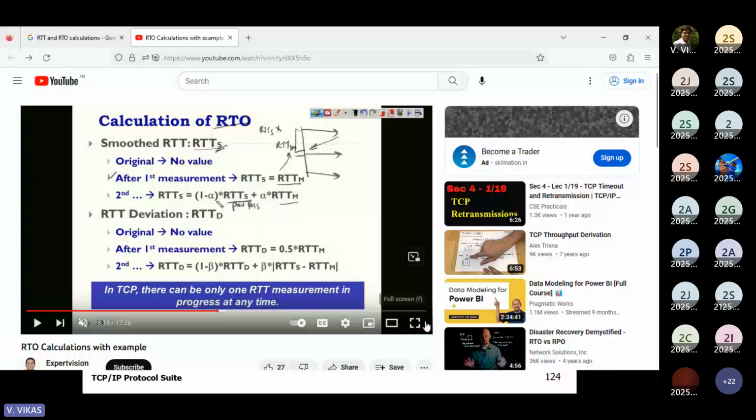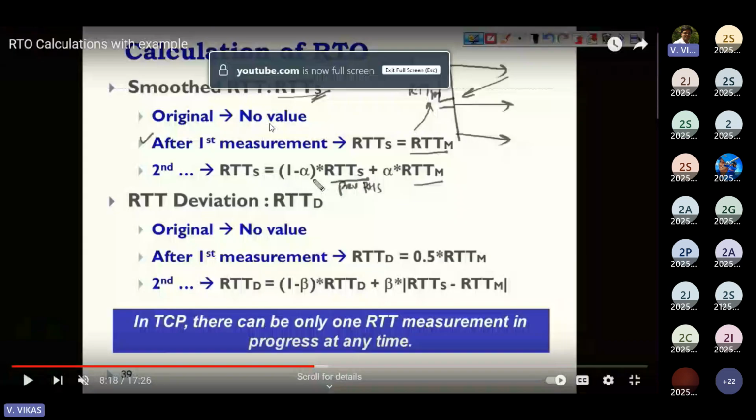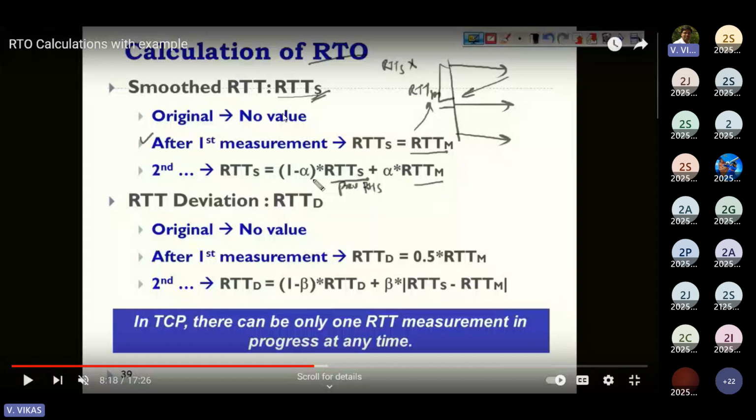See here, originally I don't have any value for RTT. We are just considering whatever round trip time we have. After the first measurement, smoothed RTT will become RTTM, that is measured RTT, which equals the round trip time in the first case. Then after the second case, we are going to update RTTS like this.